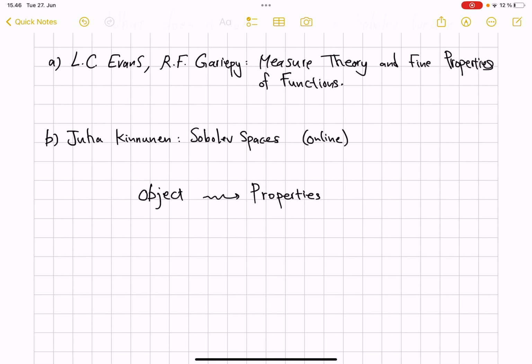Okay. So, in modern mathematics, we usually have detached ourselves from the formal definitions of objects and emphasized, on the other hand, what an object does. So, what a Sobolev function is is one thing, but what its properties are and what it does is actually the more significant thing.